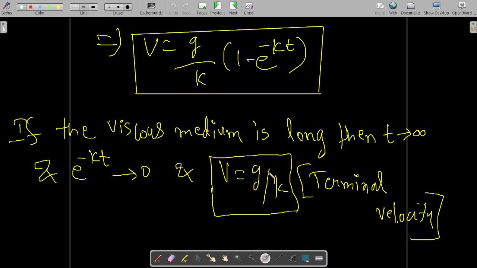Okay, the velocity will become constant if t tends to infinity. At that particular time, the velocity will stop increasing, and it will reach a terminal velocity v equal to g by k, and the velocity will become constant after infinite time. That particular velocity is called terminal velocity.